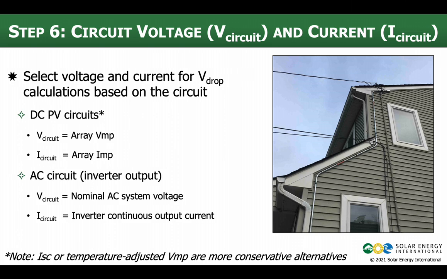On the AC side of the system, for our inverter output circuits, we're going to use the nominal AC system voltage as our circuit voltage, and we'll go back to using the inverter continuous output current as our circuit current. Same number we started off with talking about calculating maximum circuit current. We base it all on the inverter continuous output current. Same thing here when we do our voltage drop calculations.